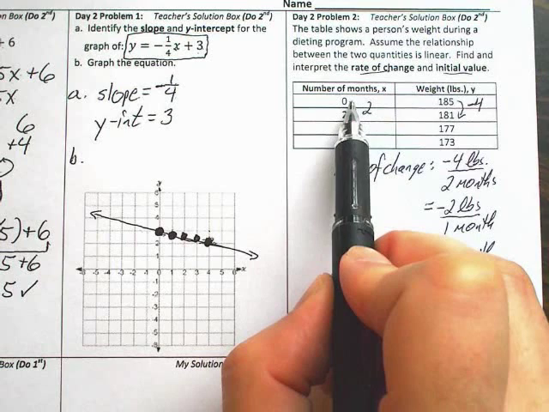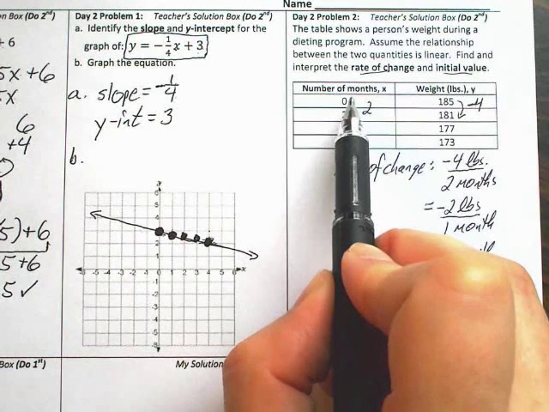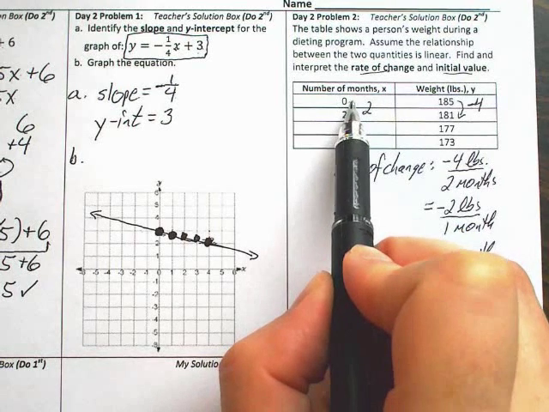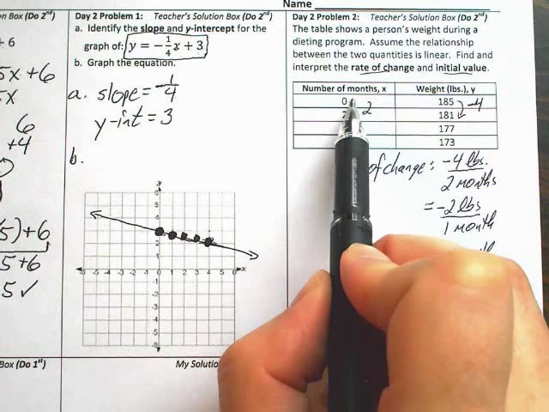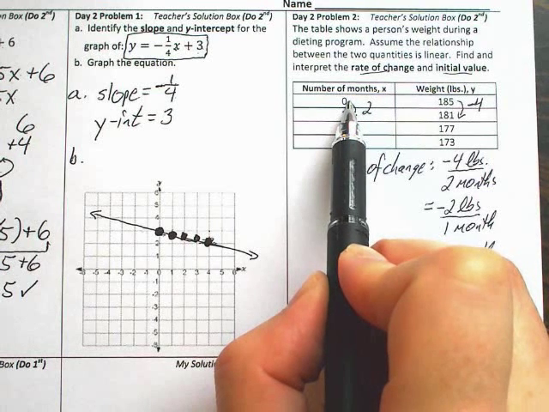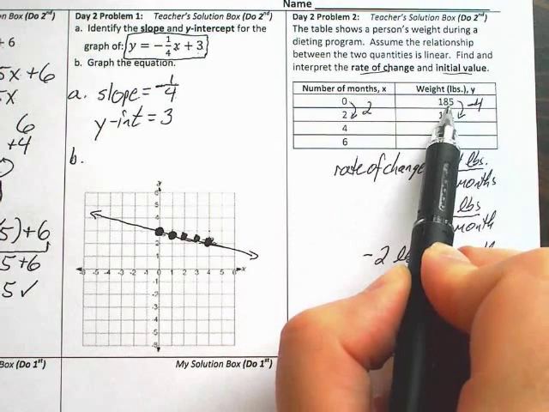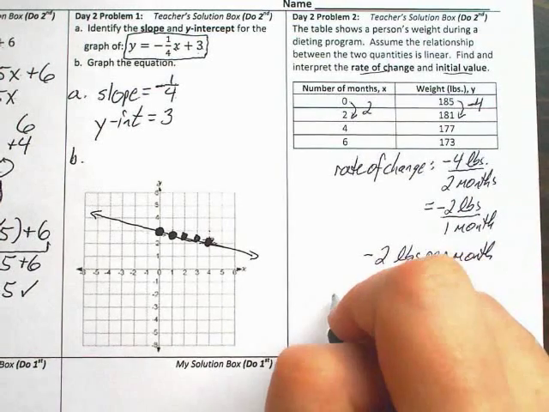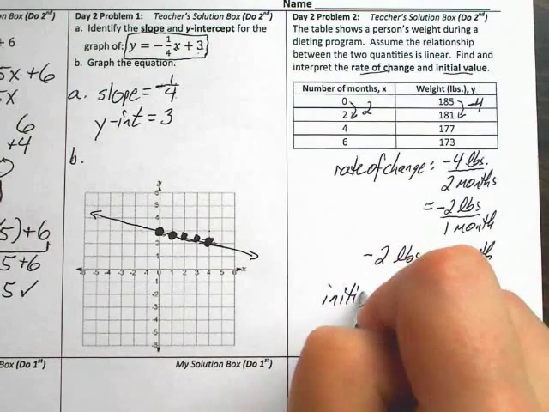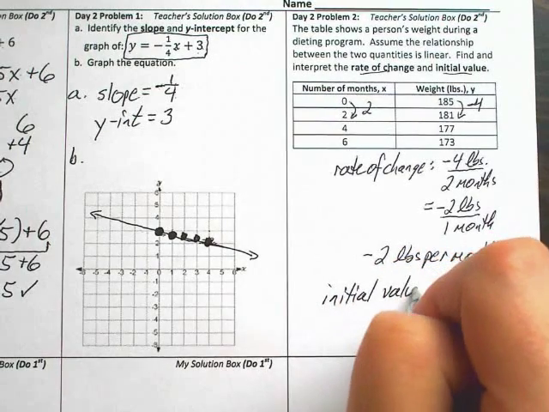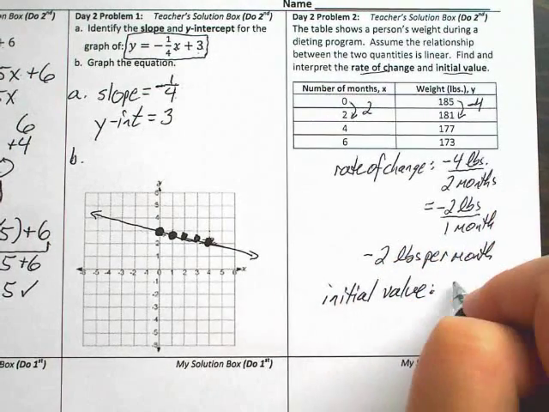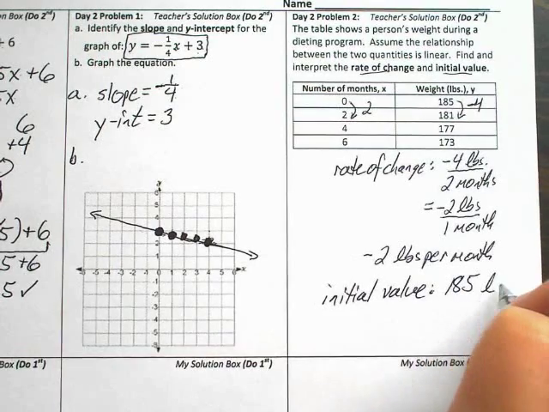Well, in the table, it actually gives us 0 for x. And so whatever the value of y is that's associated with x is 0, that is the initial value. And in this problem, that person was 185 pounds to begin with. And so our initial value, 185 pounds.